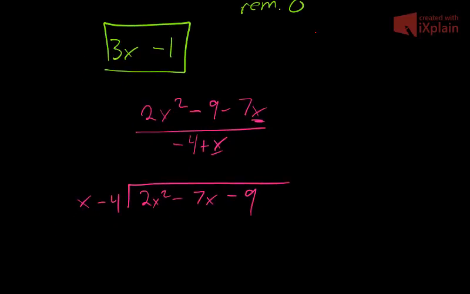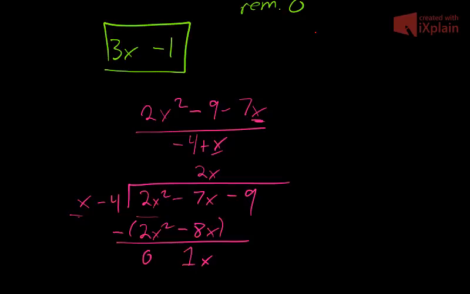So my question is, how many times does x go into 2x squared? And x goes into 2x squared 2x times. And I know that because 2x times x is 2x squared. So now I'm going to have 2x times x, which is 2x squared. And then 2x times 4 is 8x. And I know that this is going to be a minus. So I subtract this. 2x squared minus 2x squared is going to be 0. And negative 7x minus negative 8x is 1x.